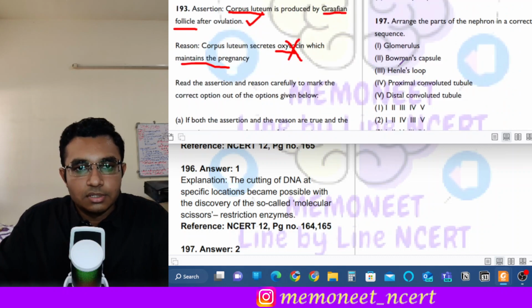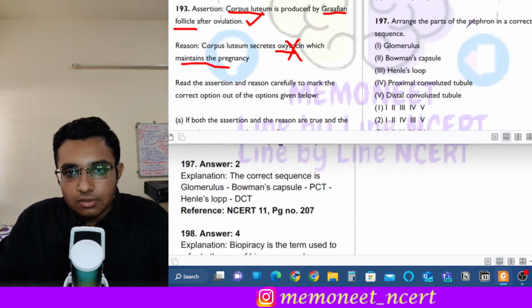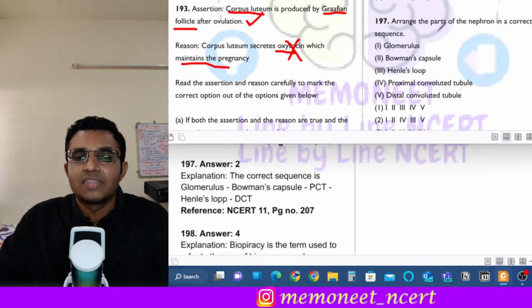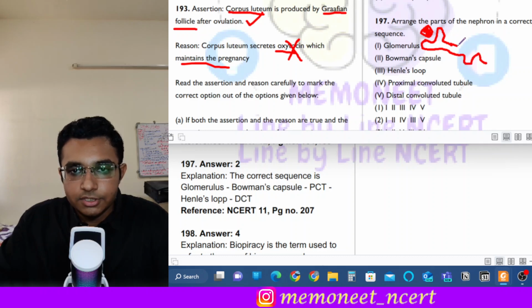Next is question number 197. Arrange the parts of nephron in a correct sequence. Now see, if you have seen a nephron, the first part is the glomerulus. Okay, then the second part is Bowman's capsule. Okay, after glomerulus comes the Bowman's capsule. The third part is primary proximal convoluted tubule. Okay, then it forms the loop of Henle.